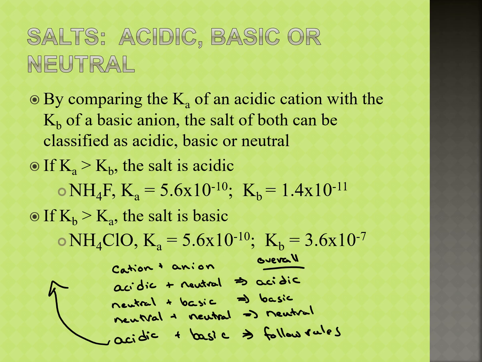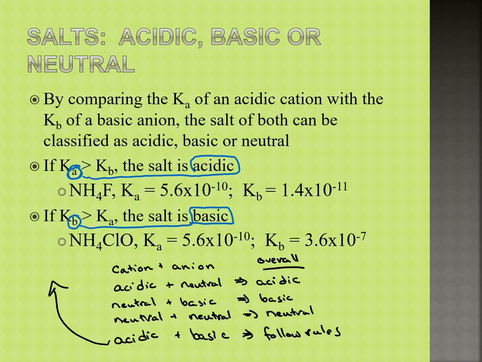on this slide. We're going to compare the Ka of the acidic part and the Kb of the basic anion part. Whichever one of those numbers is bigger is going to tell us whether it's acidic or basic. So if the Ka is bigger, then it is acidic. If the Kb is bigger, then it is basic.